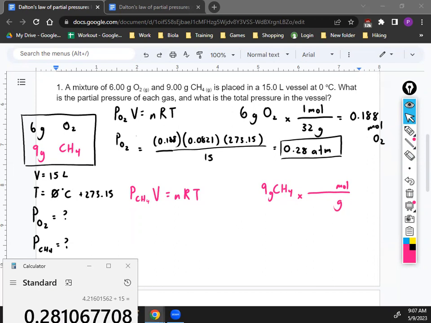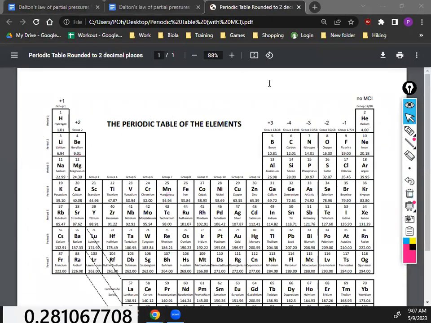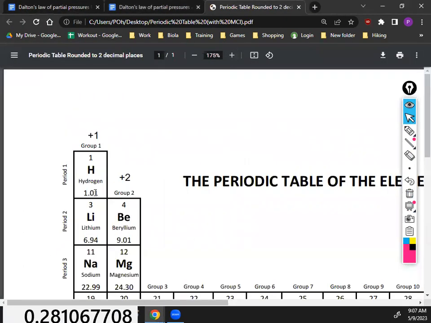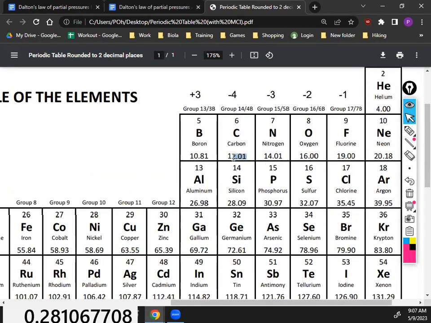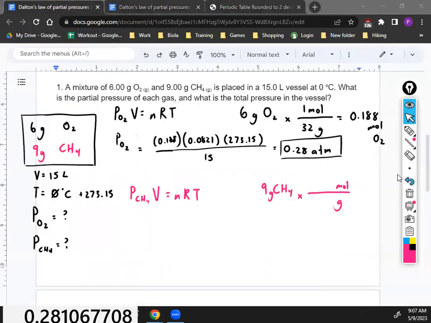You're just going to go to the periodic table and look for C and H. H is 1 each. How many H's are there in CH4? 4. So that's going to be 4. And then carbon is 12. So we're going to do 4 plus 12, which is 16. So the molar mass of CH4 is 16 grams in 1 mole.